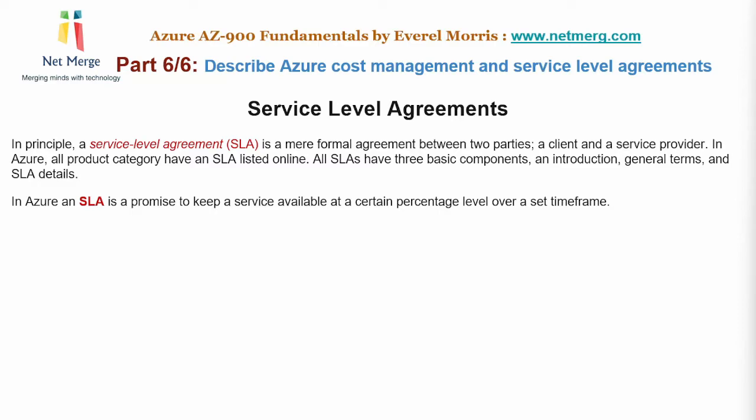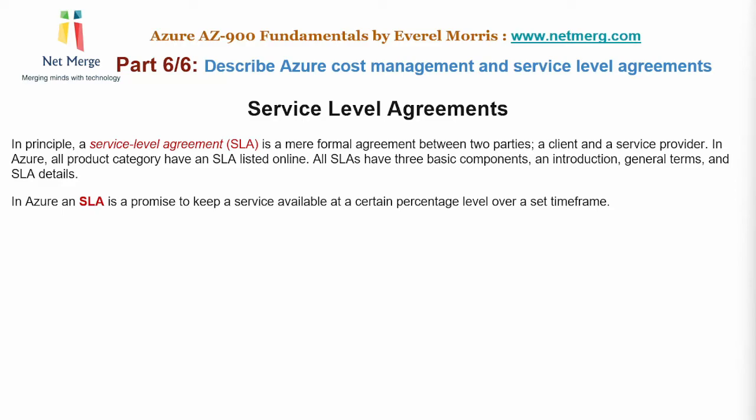So let's start with the service level agreement. Now, in principle, a service level agreement, or an SLA, is a formal agreement between two parties, a client and a service provider, in this case Microsoft and the tenant. In Azure, all product categories have an SLA listed online. All SLAs have three basic components to them: an introductory section, general terms, and the SLA details.